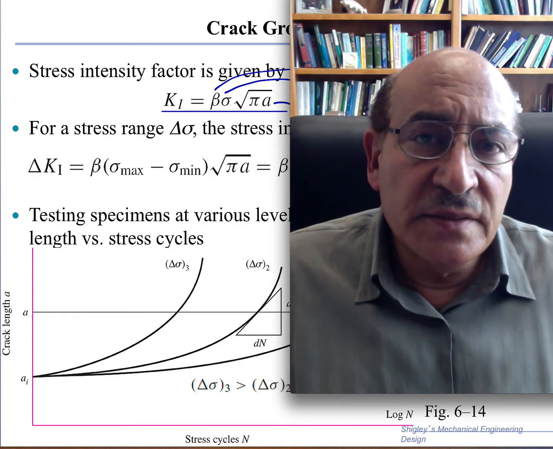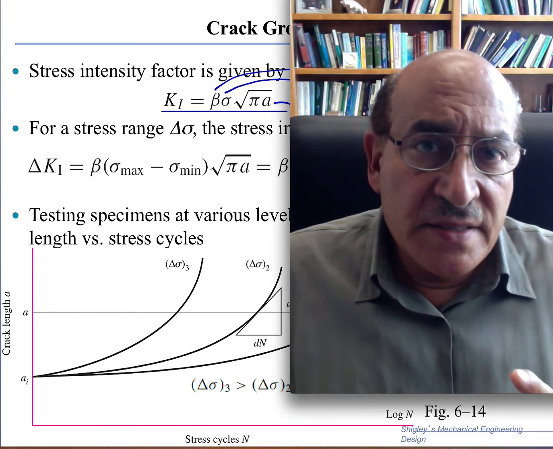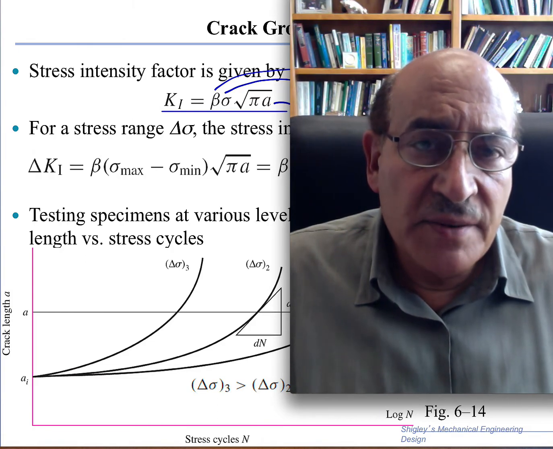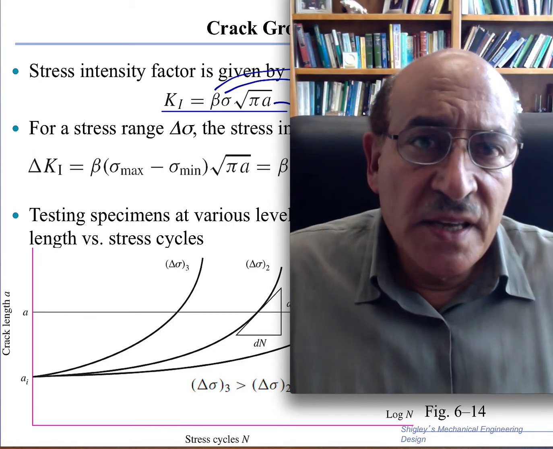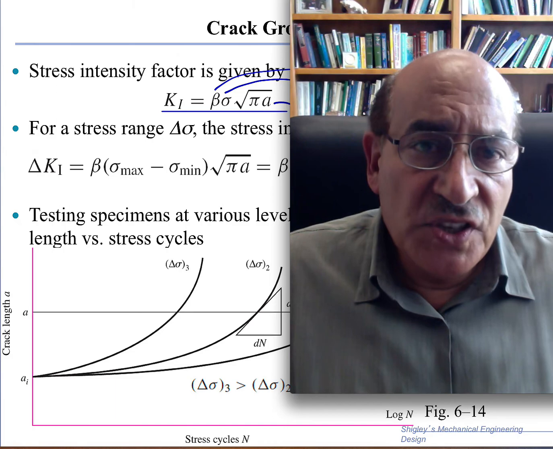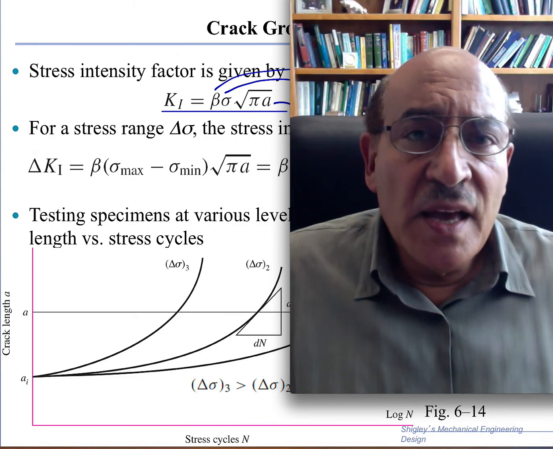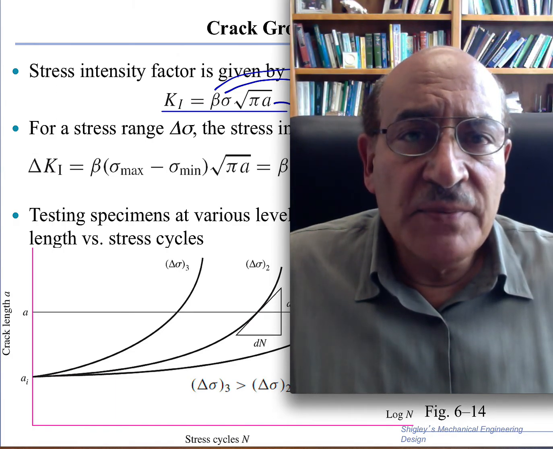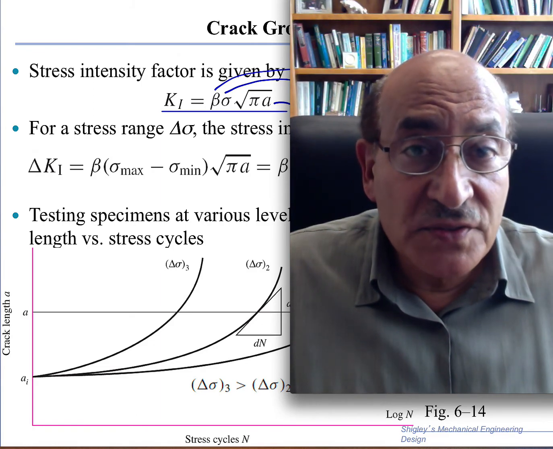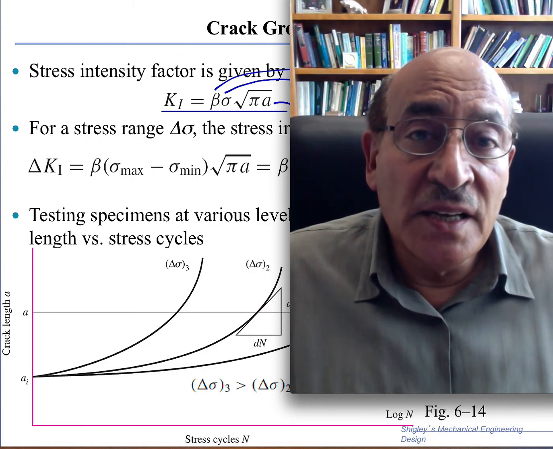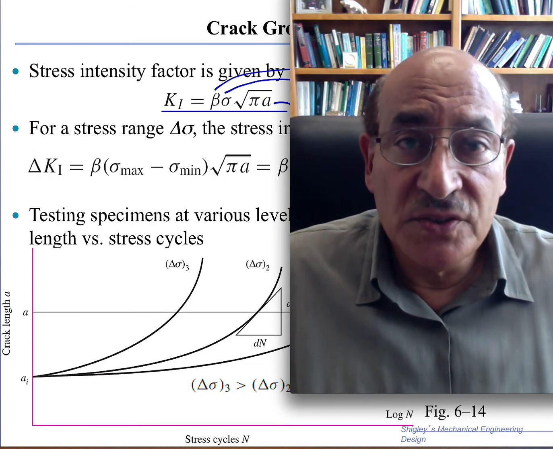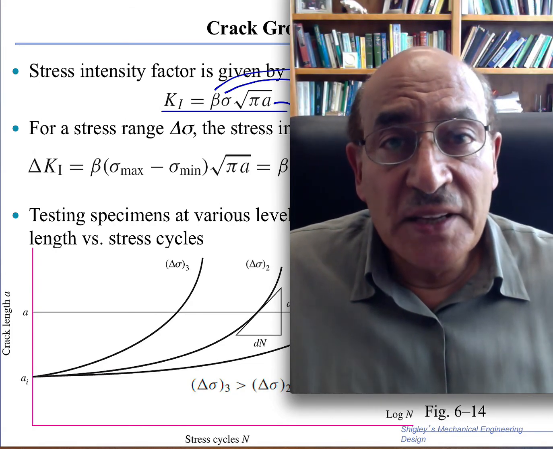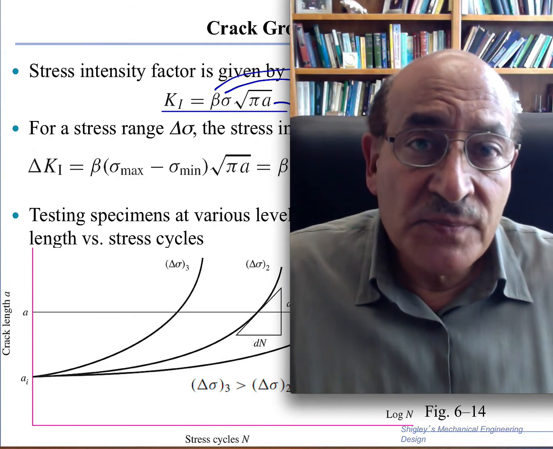So since K is, as you can see, beta times sigma times square root of A, then as the crack opens and closes, the stress is going to be changing as a function of time, and the shape factor is going to be changing as a function of time, because the crack is going to propagate and its size is going to change in relationship to the size of the structure.